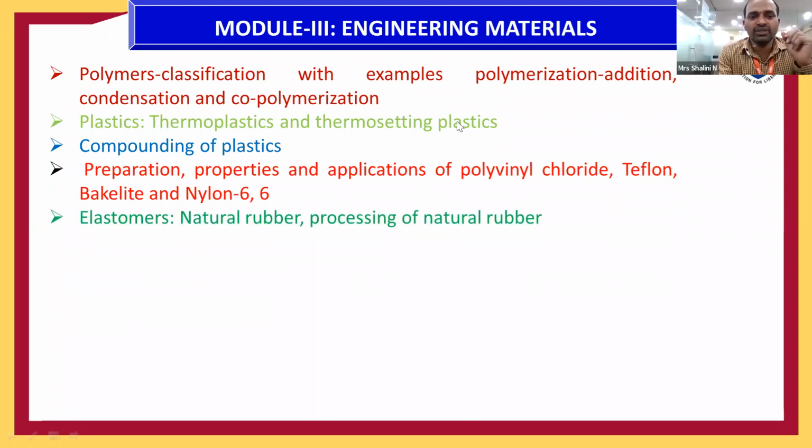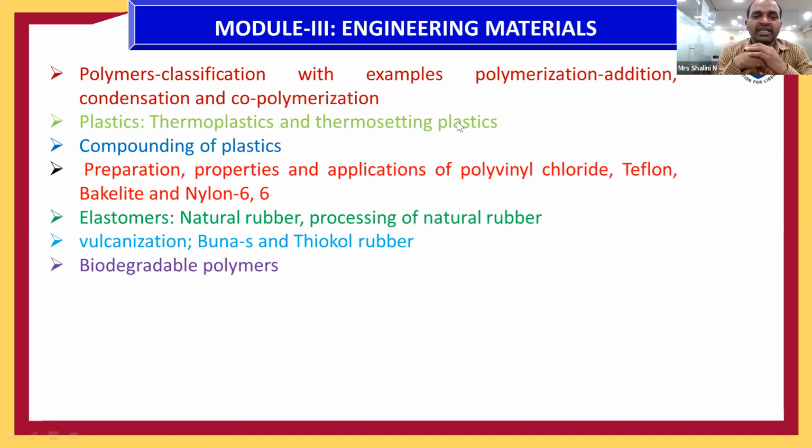Next are the elastomers. In the elastomers, the main topic is natural rubber. How do we get natural rubber? What is the process involved in natural rubber? And vulcanization. What is vulcanization? And what are the applications of vulcanization? Next are the synthetic rubbers. Synthetic rubbers means man-made rubbers: preparation, properties and applications of Buna rubber and Thiokol rubber. Next is the biodegradable polymers.